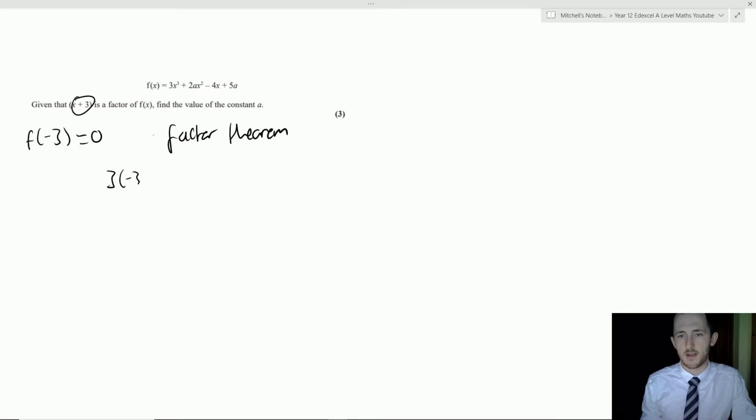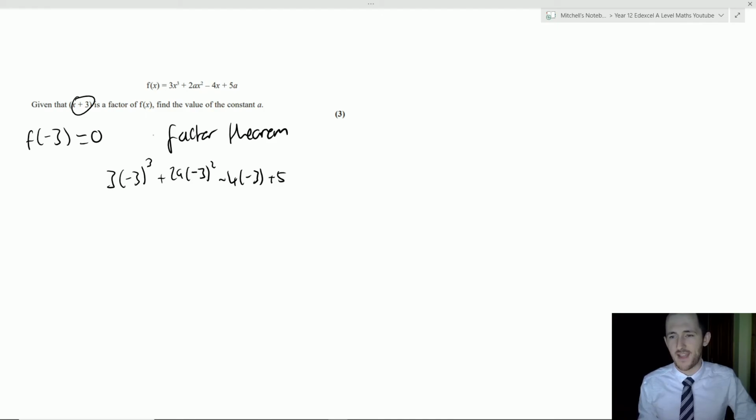So we have 3 times minus 3 cubed. 3 cubed is 27. Plus 2a times minus 3 squared. Minus 4 times minus 3. Plus 5a equals 0. So let's work out the numbers, okay? So we have 3 times minus 3 cubed. That gives me minus 81. Minus 3 squared is 9. Times 2 is 18. Minus 4 times minus 3 is plus 12 plus 5a equals 0.